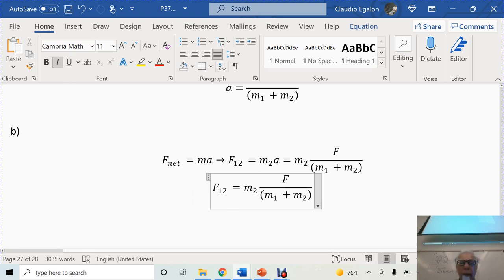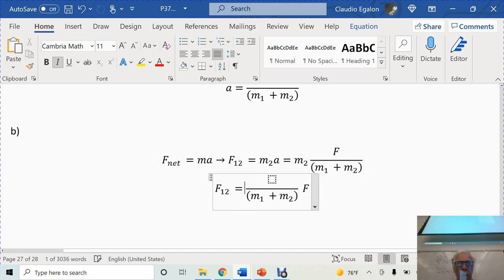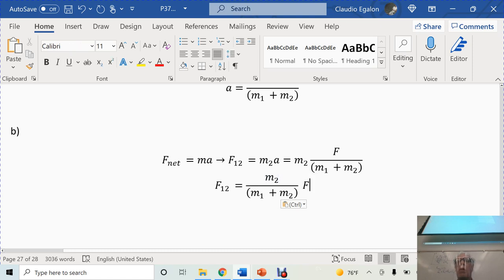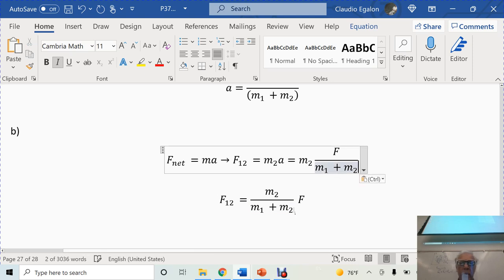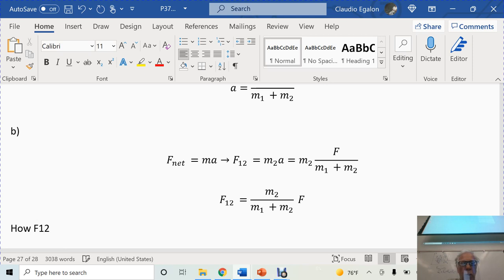That's what it is. I'm going to do it in an even better way. I'm going to put this F here on the right side, and I'm going to put this M2 here in the ratio. Now you tell me, is this F12 equal to F, less than F, or greater than F? Take a look at this mathematical result. We don't need the parentheses. So the question I'm asking is how F12 compares with F: is it equal, greater, or smaller according to this equation?